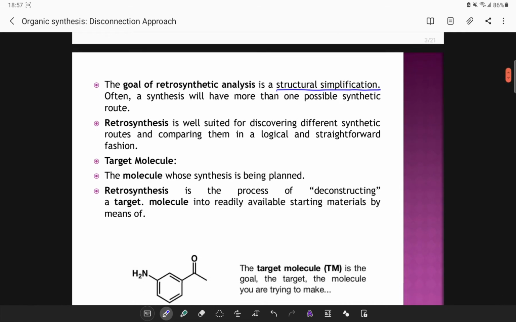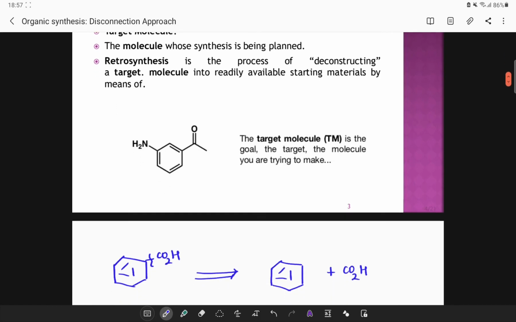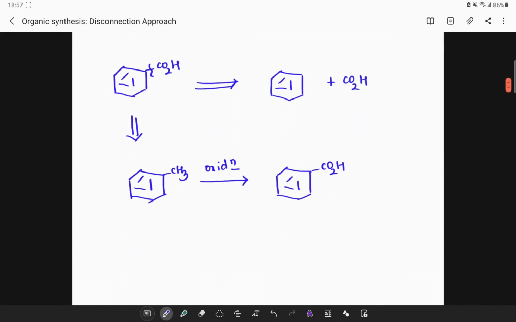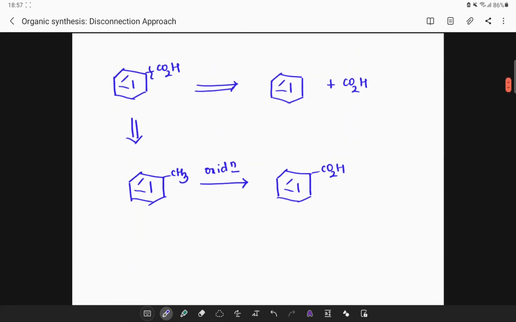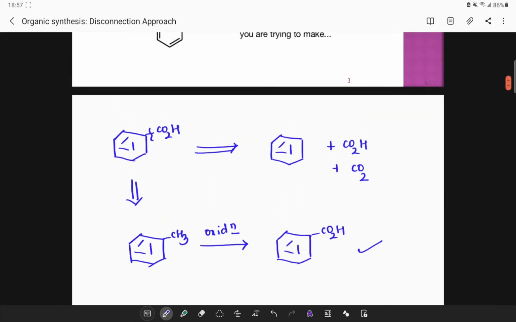But sometimes there may be more than one possible route. A possible route would be benzene plus carbon dioxide reaction to get back my benzoic acid as the target molecule. But which among these becomes more feasible? The second one becomes more feasible. Hence, I will be utilizing that as my disconnection approach. And finally, I will be designing my synthesis.